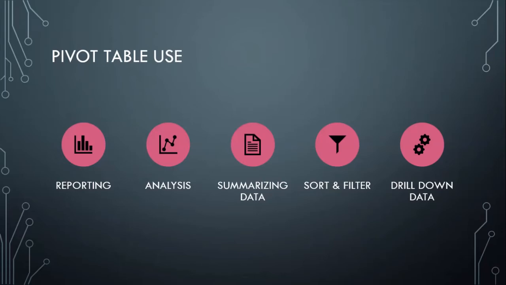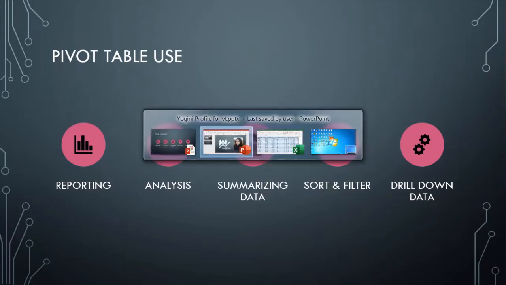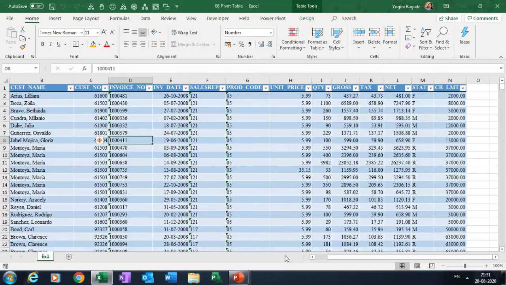Now, what do I mean by drill down data? Drill down data means you can capture the minutest of detail using the pivot. So I'm going to quickly show you how you can do reporting, analysis, summarizing, sorting, filtering, and drilling down of data using the pivot. For that, we are going to switch to Excel first.